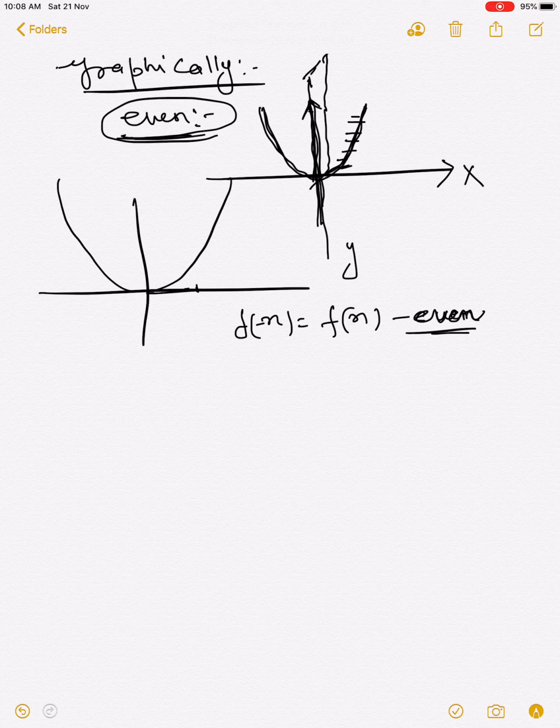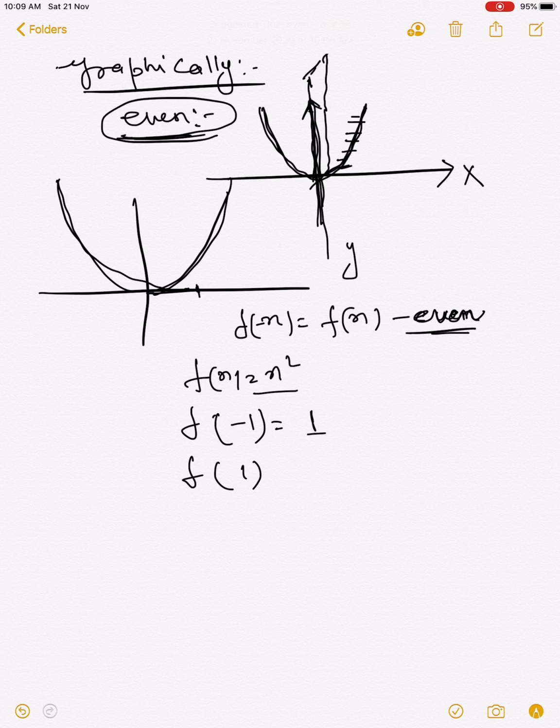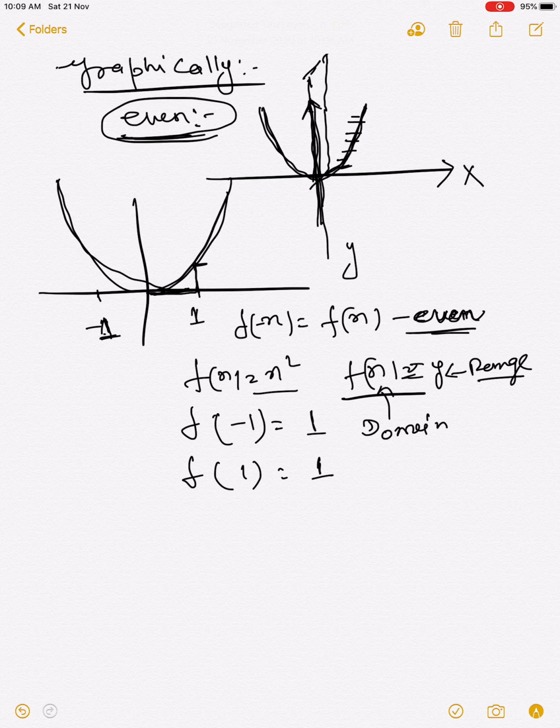So let's suppose f(x) is equal to x square, this is the graph of f(x) equal to x square. Then taking f of, let's suppose, minus 1, it will give 1, and f of 1 also gives 1. Let's say this is the 1 and this is the minus 1. The value f(x) is the y value, because f(x) is equal to y. We know that x is the domain, and this is the range of the function.